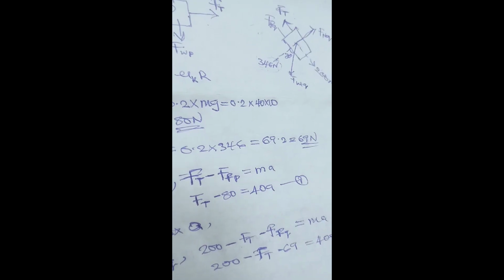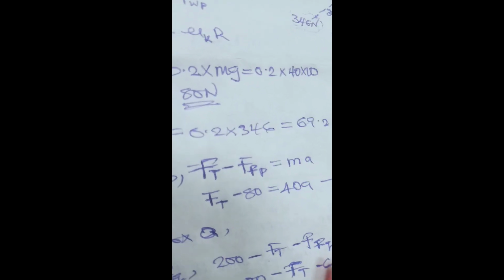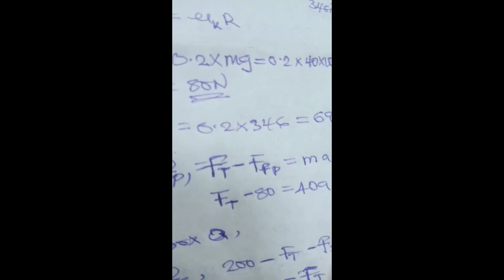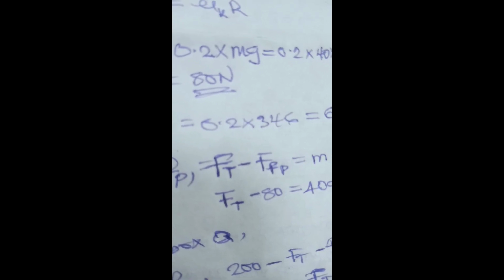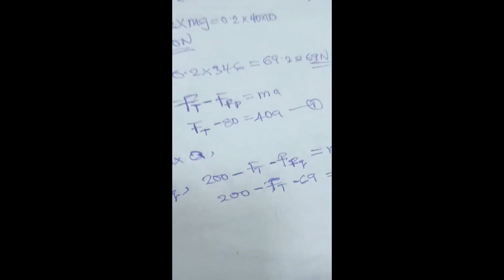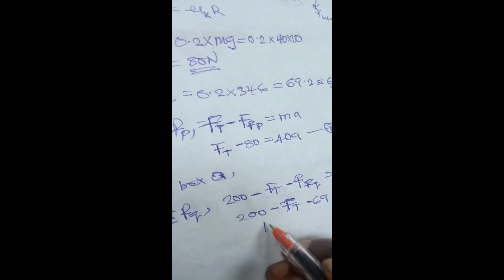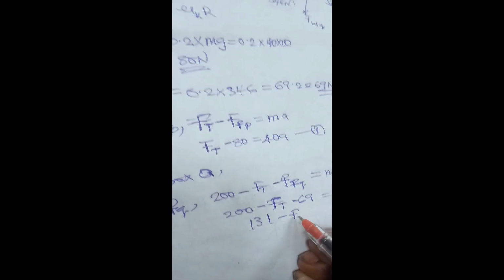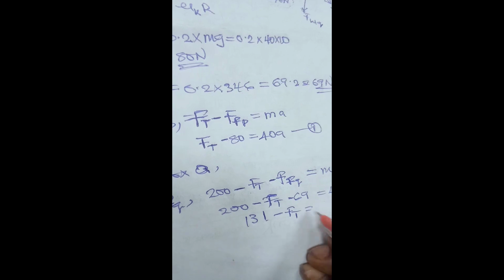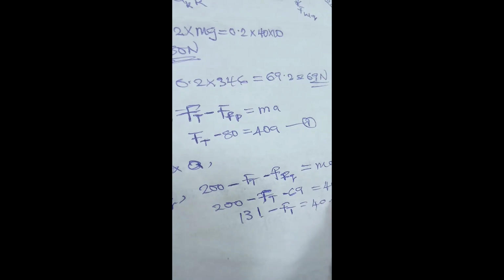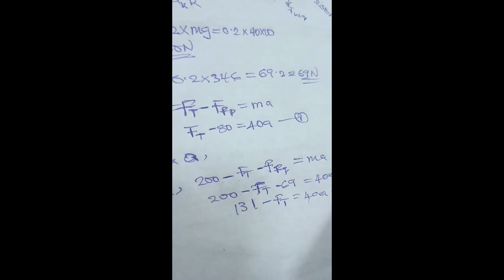So when we take 200 minus 69, we are going to get 131. We are going to get 131 minus F T is equal to 40A. That's equation 2. Now we can use these two equations to calculate.